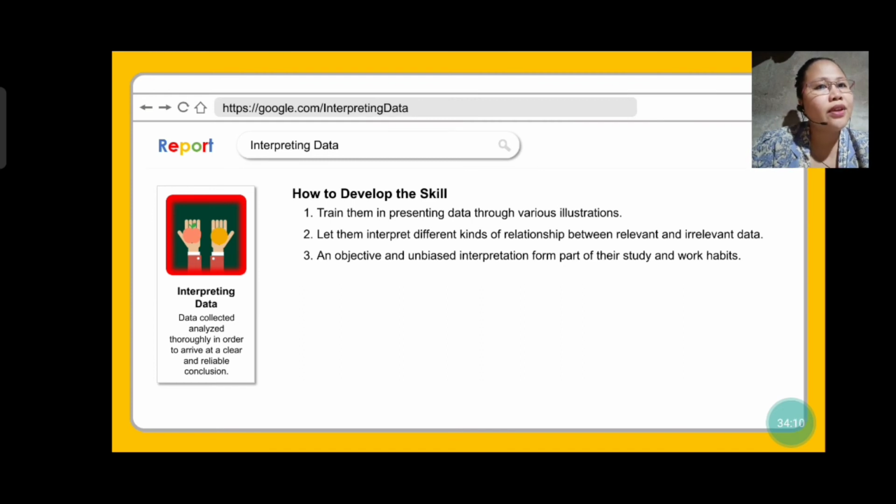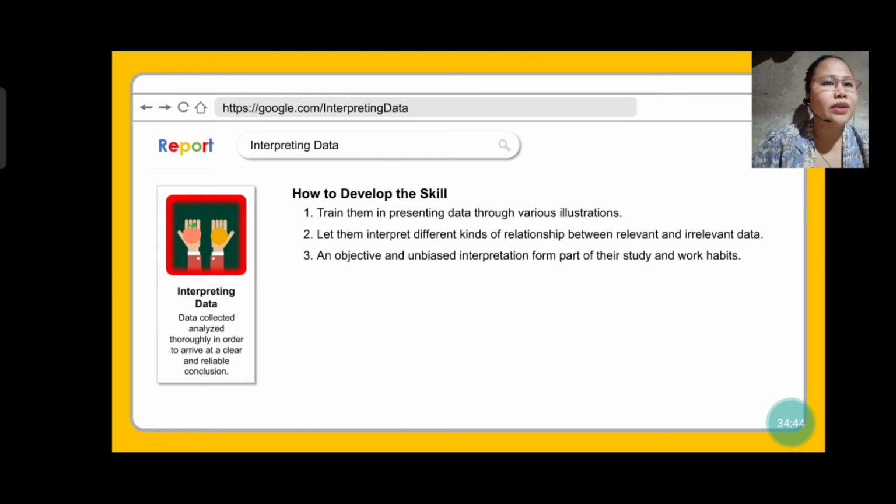And then let them interpret different kinds of relationships between relevant and irrelevant data. The students should know how to interpret different kinds of relationships in relevant data. Some data is not relevant to this research or this study. It is irrelevant data for this study. So, they should know how to interpret different kinds of relationships between this data.